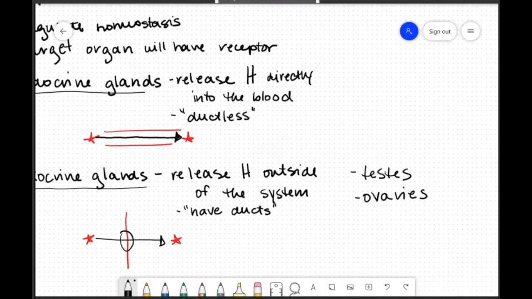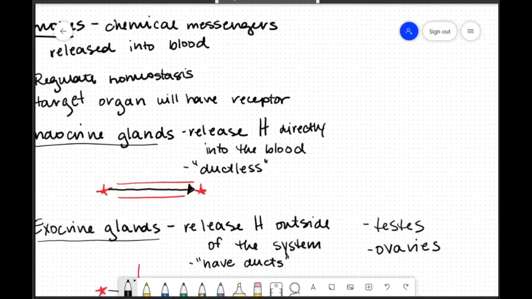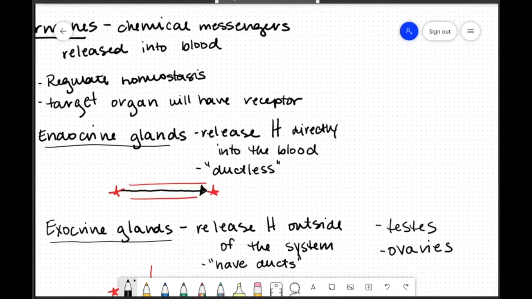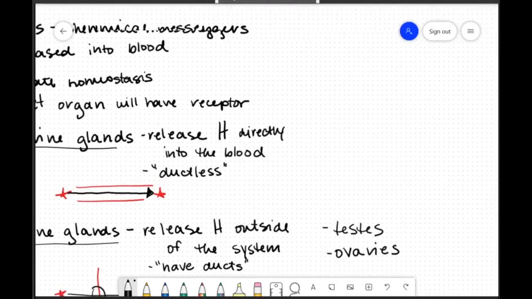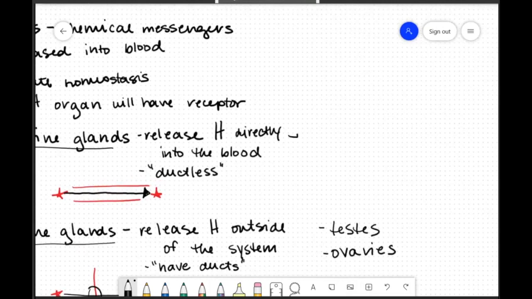If you think about it with the ovaries, some of the hormones they may be releasing will travel through different processes in the body and not necessarily stay within the blood supply. But endocrine glands are what we're going to focus on today. There are quite a few that we're going to talk about. You will have the anterior pituitary gland, which is an endocrine gland.